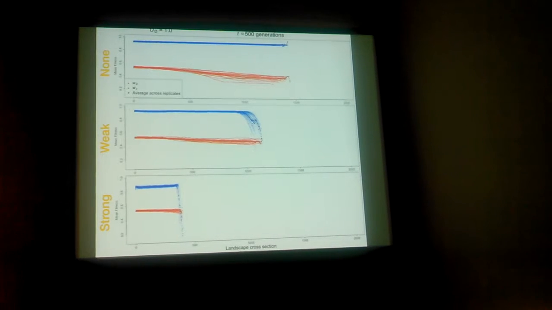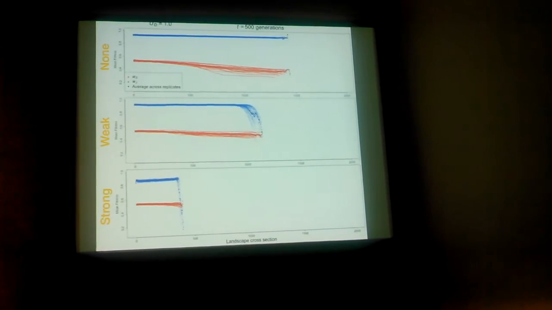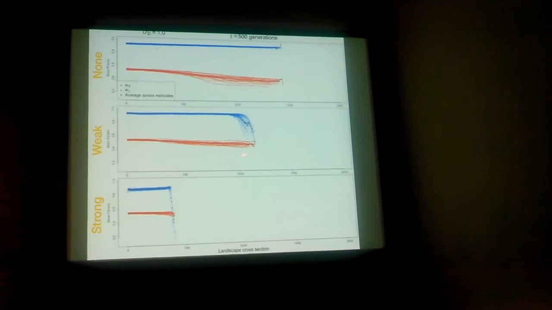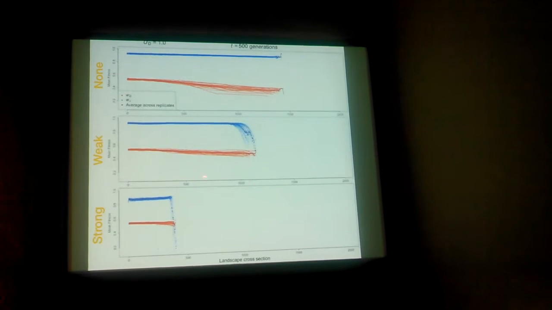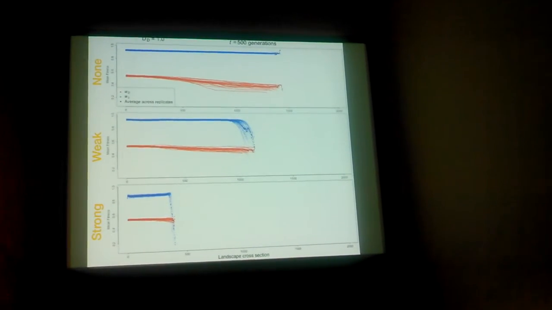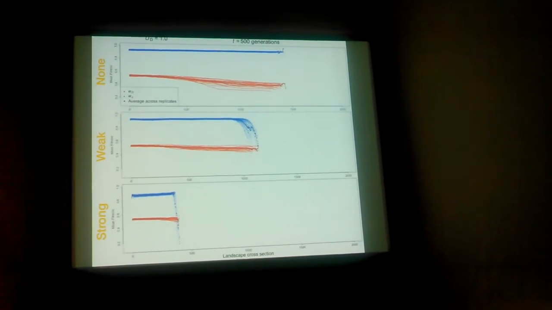And because total fitness is just the product of these two, to even exist, the product must be above some certain level for populations to persist. So as you add more expansion load, so if this red line gets lower and lower, the blue line has to go up higher. So that's why we see less maladaptation at the edge when we have increased expansion load.